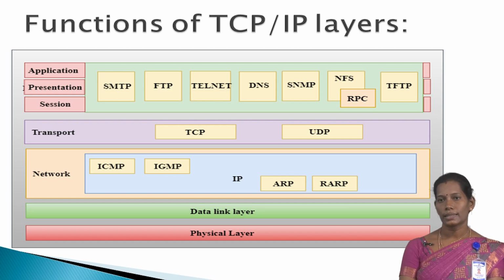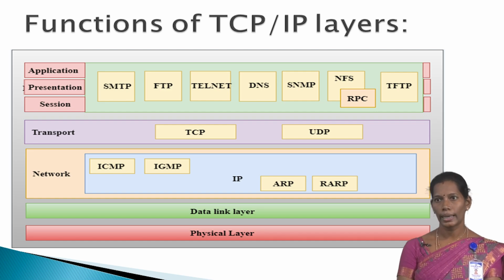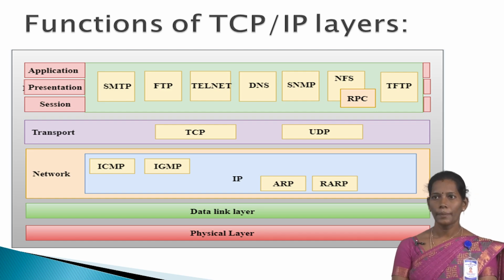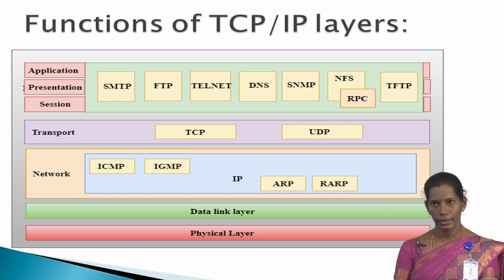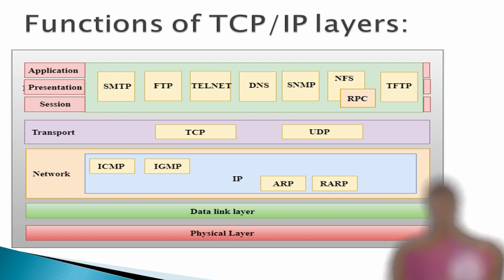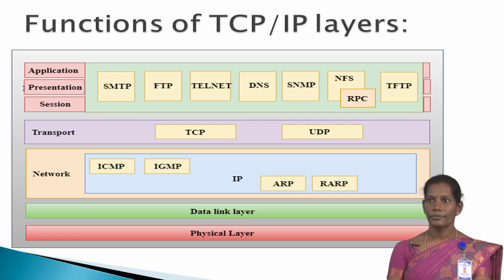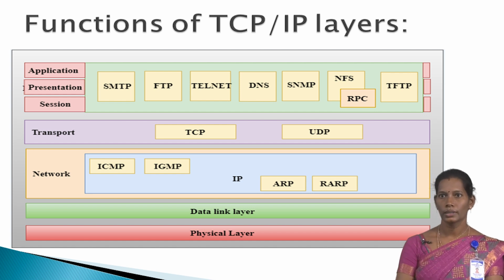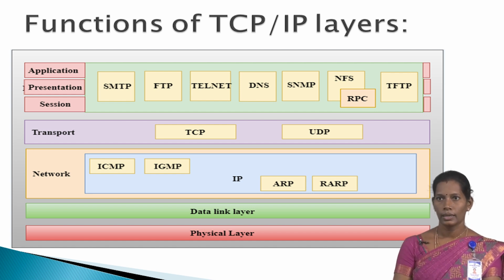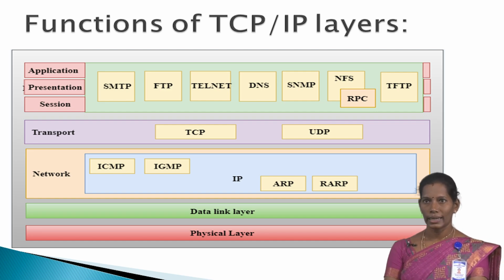Next one is DNS. DNS stands for Domain Name System. An IP address is used to identify the connection of a host to the internet uniquely, but people prefer to use names instead of addresses. Therefore, the system that maps the name to the address is known as Domain Name System.